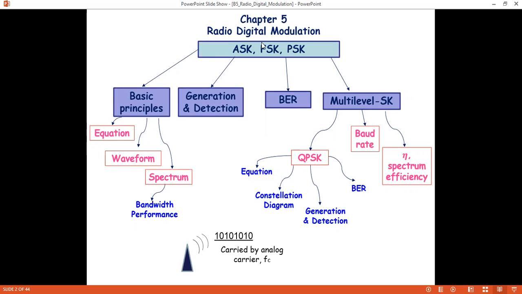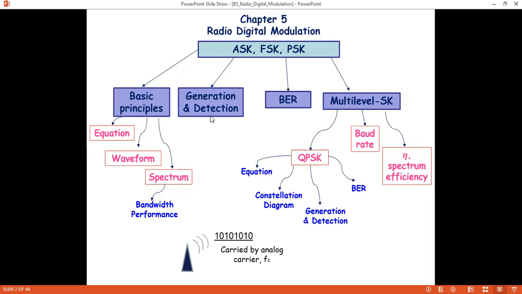The very fundamental of radio digital modulation are three modulation techniques, which are ASK, FSK, PSK, meaning amplitude shifting, frequency shifting, and phase shifting. We'll start with the basic principles, as usual, with the general equation of these techniques, the waveform, and also the spectrum. And then from the spectrum, we can evaluate the bandwidth performance of these techniques.